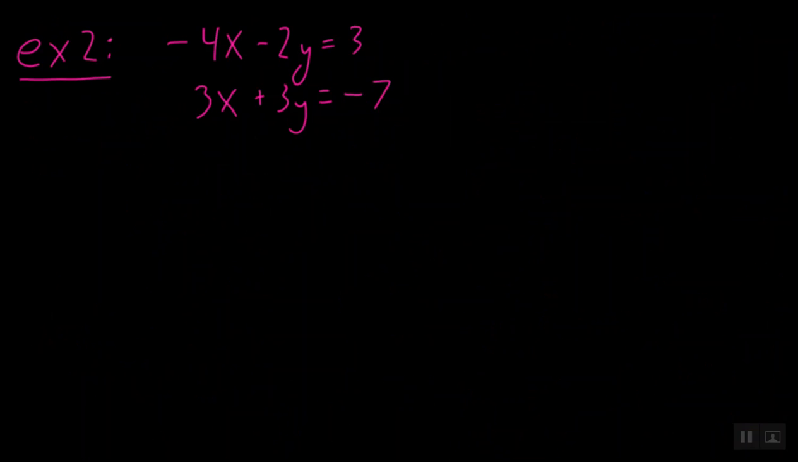Okay, here we are in example 2, and we have negative 4x minus 2y equals 3, and 3x plus 3y is equal to negative 7. Now remember, you get to choose here because there's no number I can multiply 4 by to get to 3 or vice versa, and there's no number I can multiply 2 by to get to 3 or vice versa. So what are we really saying here? We get to choose our x's or our y's. In this case, let's go ahead and choose our y's just to show you that this can work anytime.